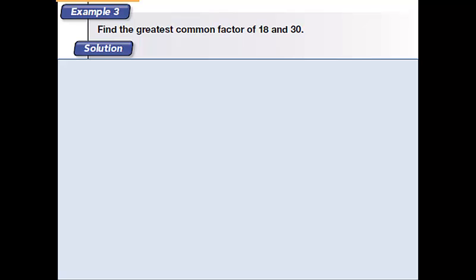Find the greatest common factor of 18 and 30. What it's asking you to do here is to find out what's the highest number that goes into both 18 and goes into 30. That's why they call it common factor, because the number goes into both of these. See if you can figure out which number that is.